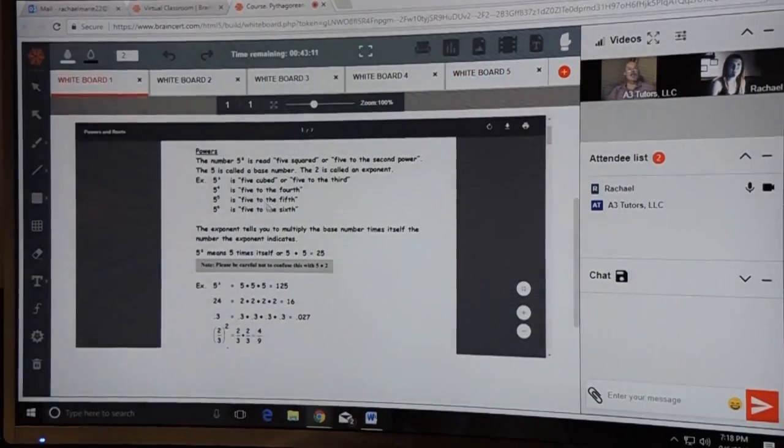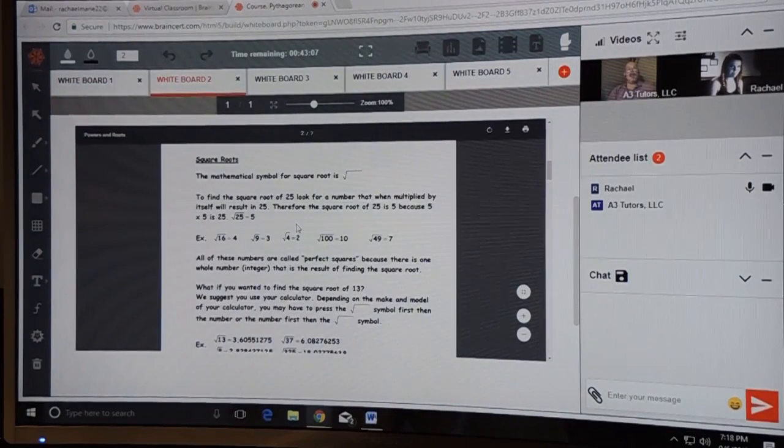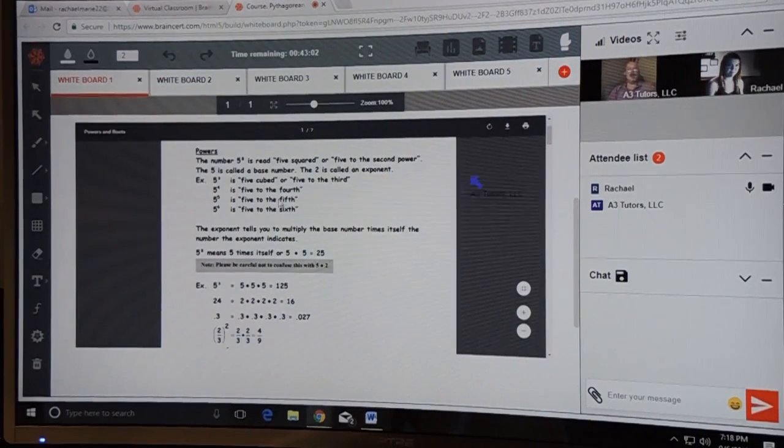I can. I'll give you a hint. Can you see the screen? Yes. Powers and square roots. We did. We went over powers and square roots. What do you remember about powers? I remember that they have exponents, and that is very important when figuring out what the solution is.